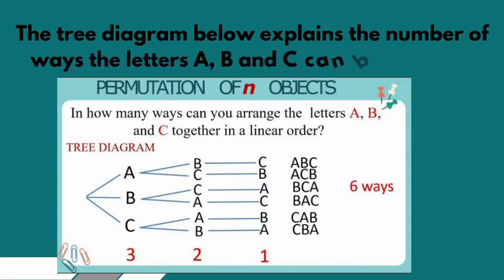If you have A and B, then the last letter there will be C. If you have A and C, the last letter there will be B. If you have B and C, the last letter will be A. If you have B and A, the last letter will be C. If you have C and A, the last letter will be B. If you have C and B, the last letter will be A. So it means all these are arranged in 6 different ways.